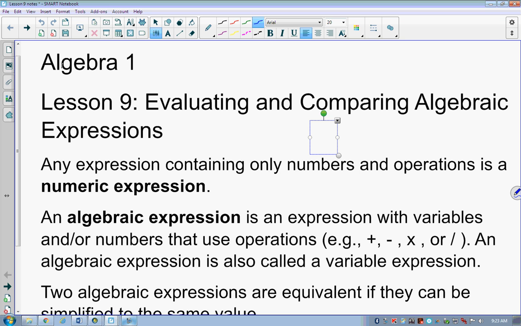Probably one of the number one complaints I hear about algebra is, I liked math up until they started throwing letters in it. Well, those letters are just variables that represent numbers that we don't know yet. They're not anything super difficult, but people do struggle with them.